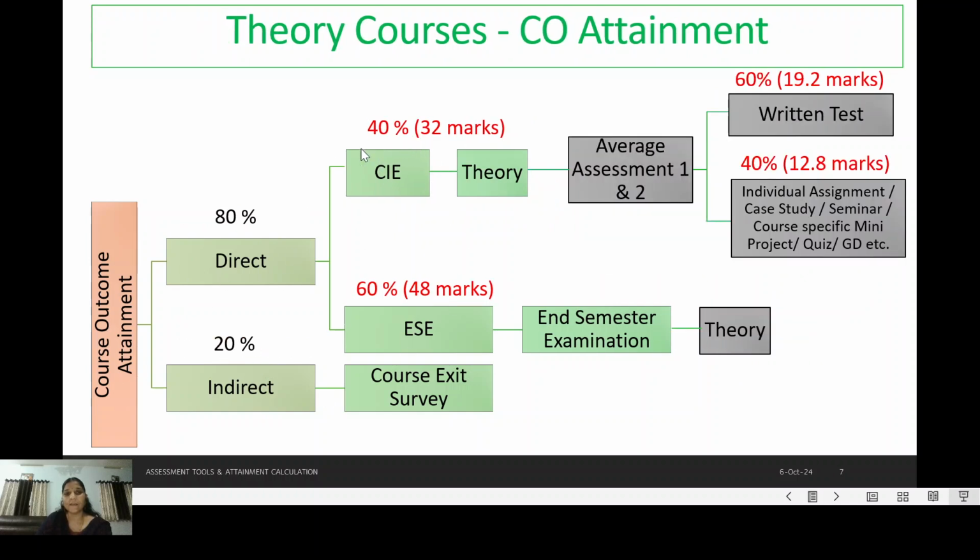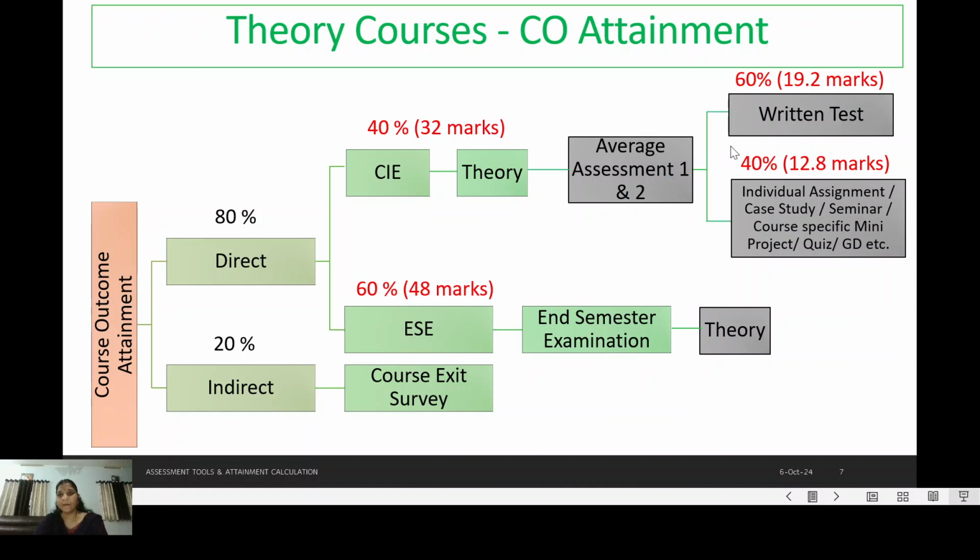And for the direct category, again, we will classify into two types. One is continuous internal evaluation and the next one is end semester examination. Here, 40% is given for continuous internal evaluation, that is 32 marks, which can be taken from two assessments by taking the average of the two assessments.